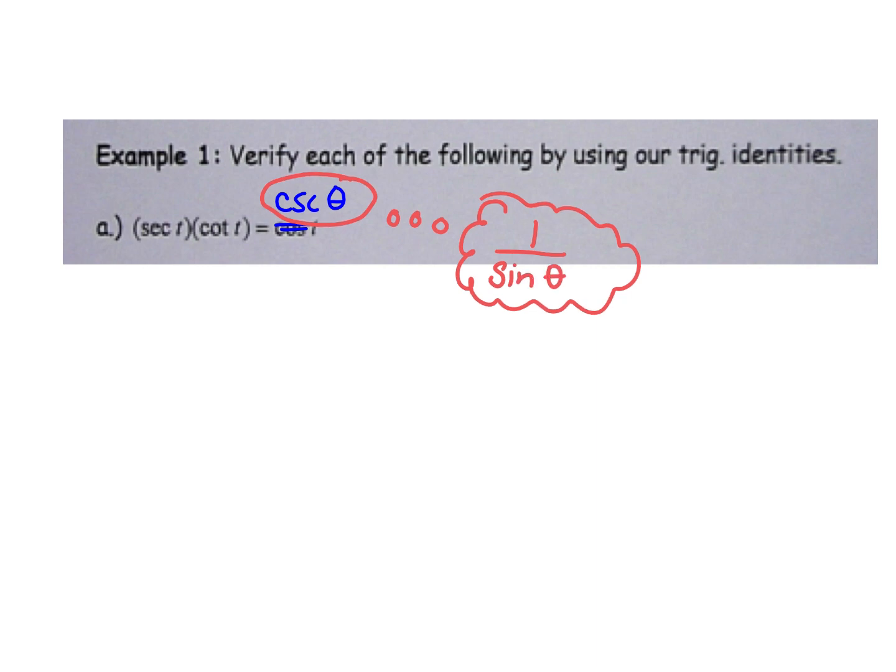So then it becomes a task of, well, how can I get secant theta and cotangent theta to also be rewritten in terms of sine and cosine? So when I think about secant theta, or secant t, make it a theta or make it a t, either or. It's all good. We know that's an angle measure. I think secant is, you can correct me if I'm wrong, 1 over cosine. I'm just going to make it a theta.